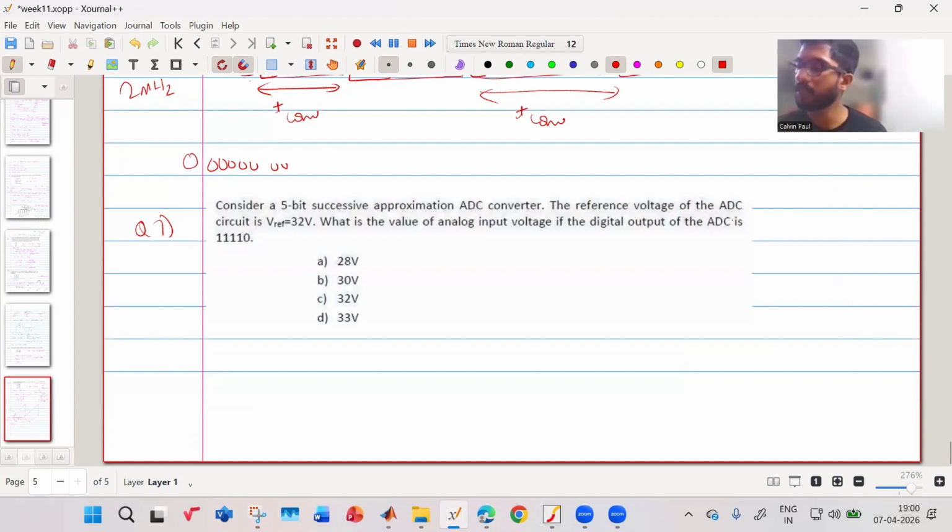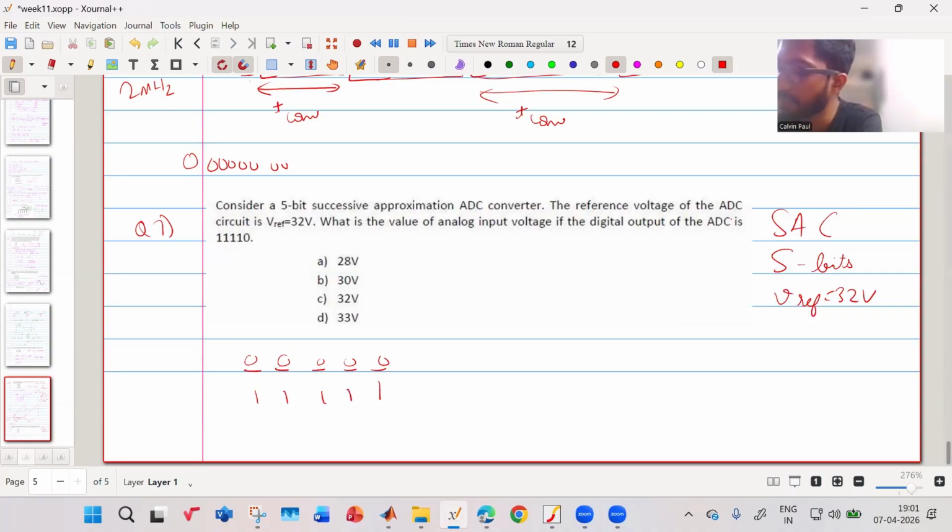So you have a successive approximation converter, and it is 5 bits, right? Your VREF is 32 volt. 5 bits means how much? 1 bit, 2 bit, 3 bit, 4 bit, 5 bit. All can be 0, or all can be 1. All 0 corresponds to 0 in decimal. All 1, 1, 1, 1, 1 corresponds to how much in decimal?